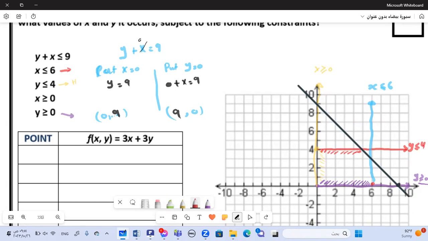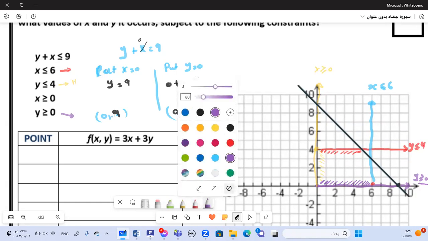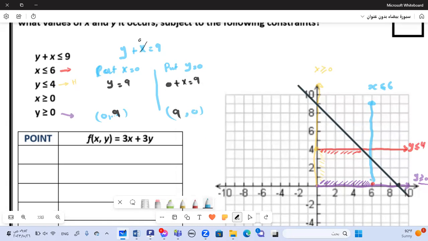Okay, the last one, x less than 6, this part. x less than 6. So start with this line and draw this. I will ask whether it is approved for you to have color in the exam.